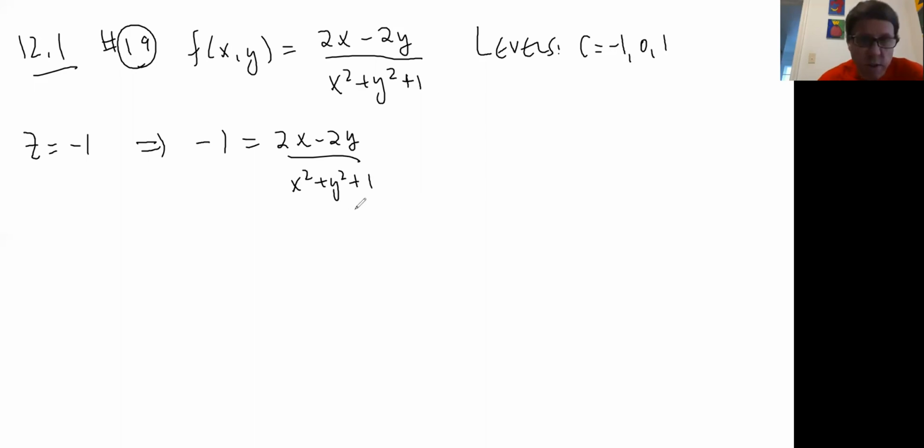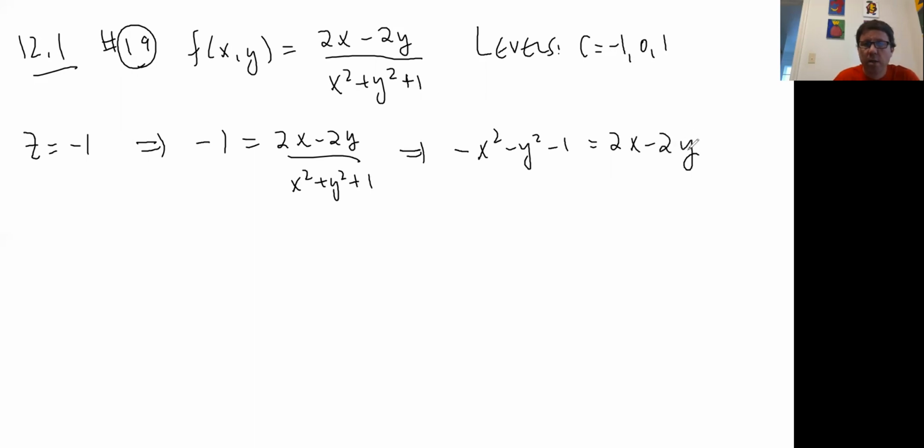So let's see. We'll do some algebra here. We can cross multiply and we'll get -x squared minus y squared minus 1 equals 2x minus 2y. So just again, cross multiply. I don't really like having all those negatives in there, so let's just multiply by -1 everywhere. So we'll get x squared plus y squared plus 1 equals 2y minus 2x. So basically just reversing all the signs.